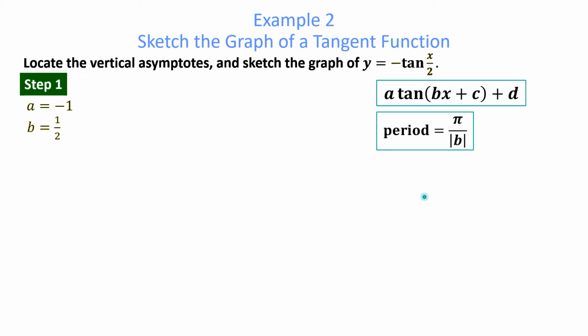And then to find the period, we'll use this over here. We'll substitute or replace the B with a half to give us this. And then this will simplify to 2 pi. So the period is 2 pi for this function.